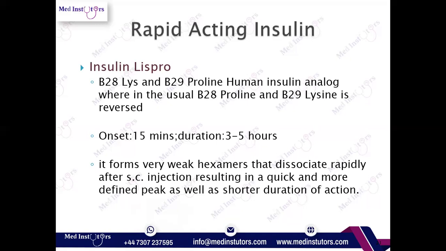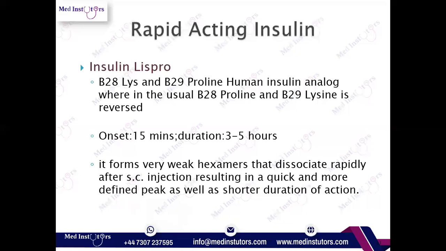Okay, the onset of action is within 15 minutes, and the duration of action lasts for 3 to 5 hours. The rapid-acting insulin Lispro forms weak hexamers that dissociate rapidly after subcutaneous injection, resulting in a quick and more defined peak, as well as a shorter duration of action.